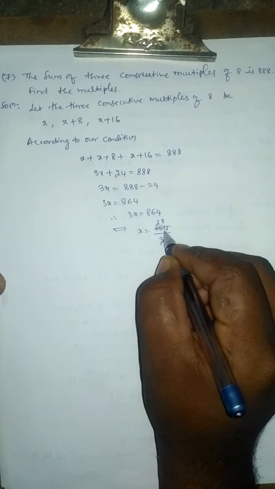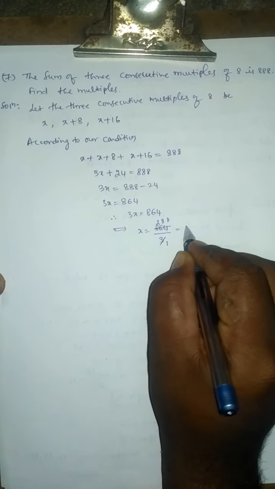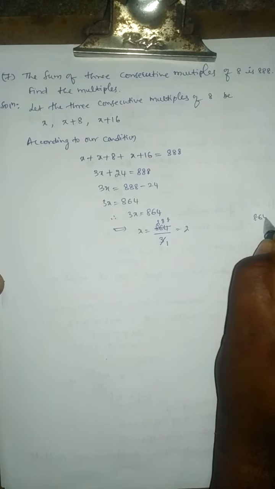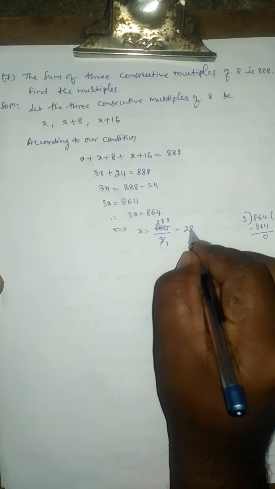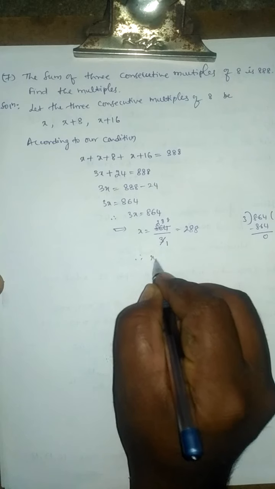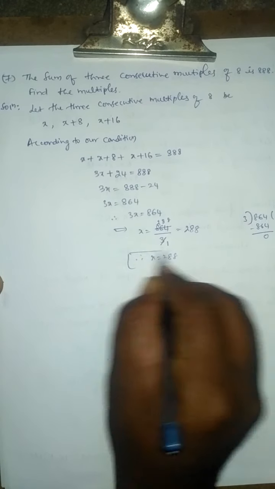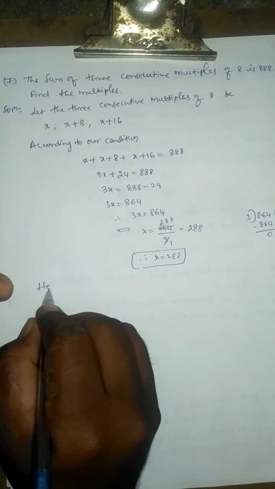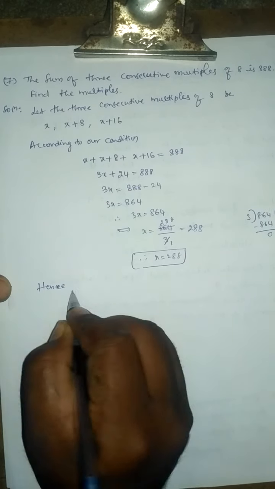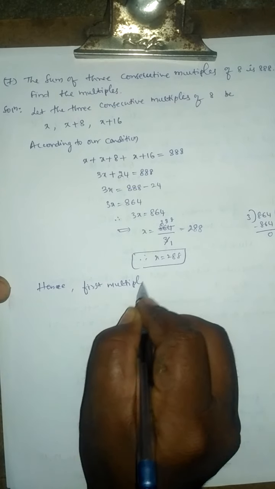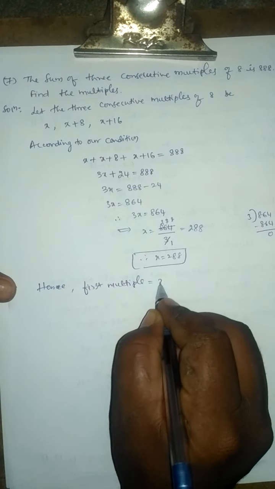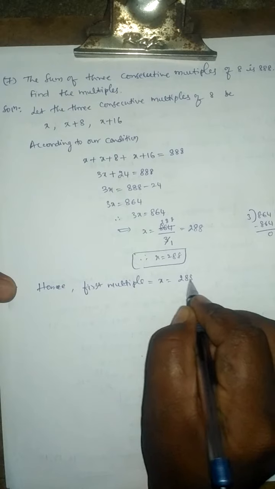8s are, again 8s are. So if you divide 864 by 3, we are going to get 288. So our value of x is 288. Therefore, x is equal to 288. So hence first multiple is equal to x. First multiple is x. So that is 288.